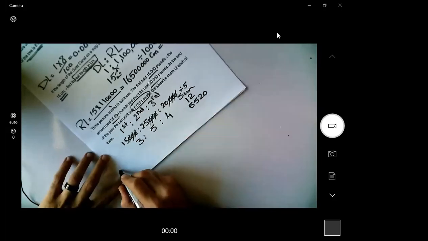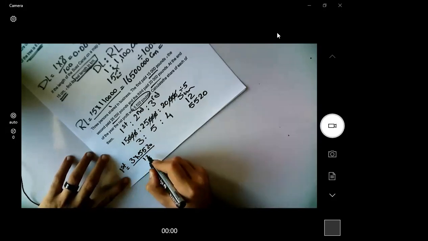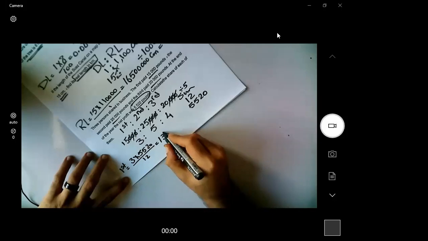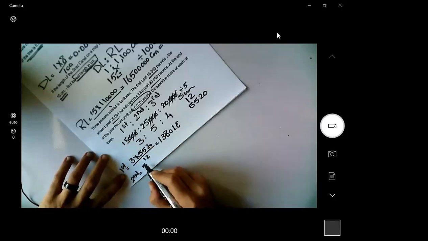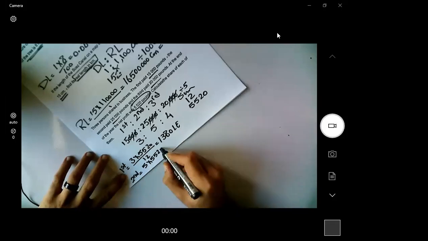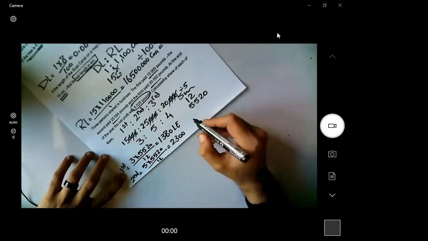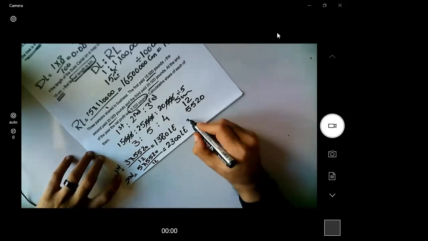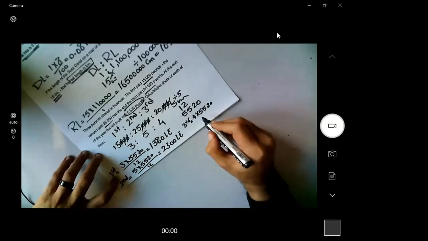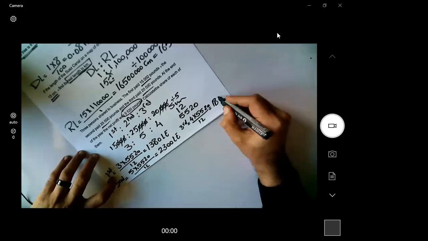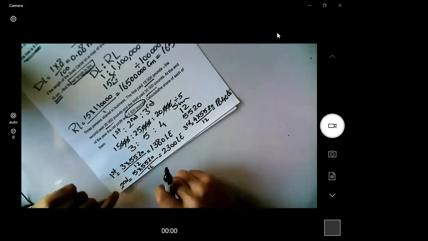The first will take 3 times 5,520 over 12, which equals 1,380 LE. The second will take 5 times 5,520 over 12, which equals 2,300 LE. And the third will take 4 times 5,520 over 12, which equals 1,840 LE.